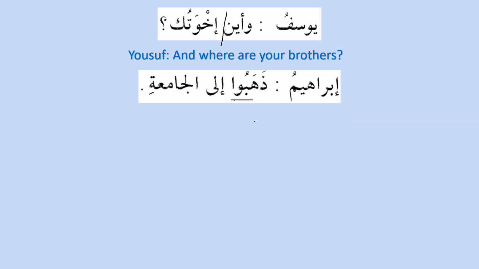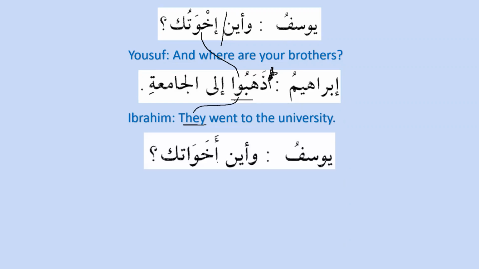Now we know that when we say dhahabu, there is an inbuilt doer inside it, which is hum. And we know that every verb in Arabic has an inbuilt doer. So it's basically hum dhahabu ilal jamiati. But because it's a verbal sentence, there is no need to use hum, because if you say hum dhahabu, then it becomes a nominal sentence. So dhahabu ilal jamiati, they went to the university. Why do we say dhahabu? Because he is asking about the brothers, and of course for the plural we have to use dhahabu. They went to the, so now we can see that they is basically inbuilt inside dhahabu.